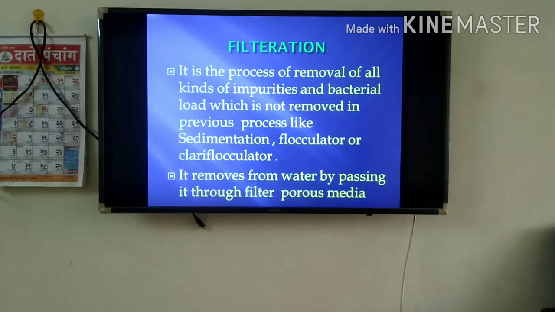The filtration process is the removal of all kinds of impurities and bacterial load which is not removed by previous processes like sedimentation, flocculation or clariflocculation. How does it remove them? It removes them from water by passing it through a filter porous media.